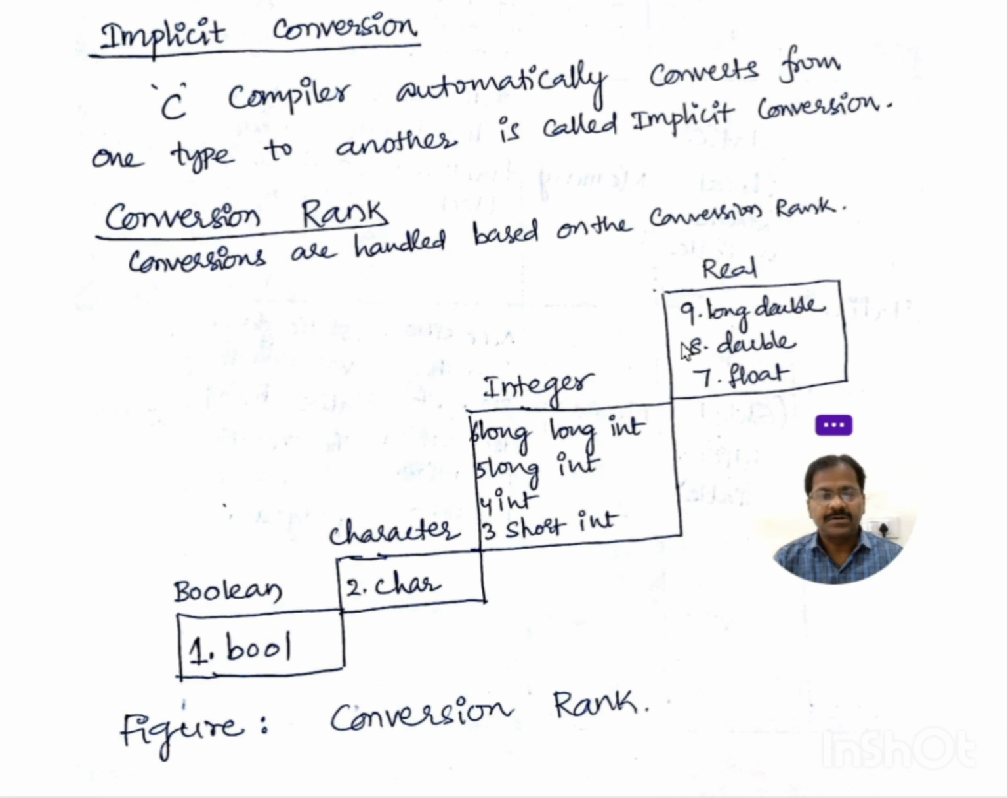You see here, this is the conversion rank. Real values have the highest rank. After that, compared to real, integer is the lower rank. Compared to integer, character is the lower rank. Compared to character, boolean is the lower rank. This is a conversion rank according to the size of the type of the value. Type means data type.